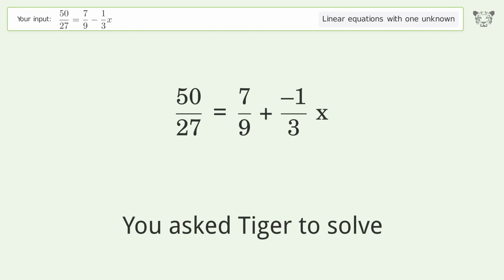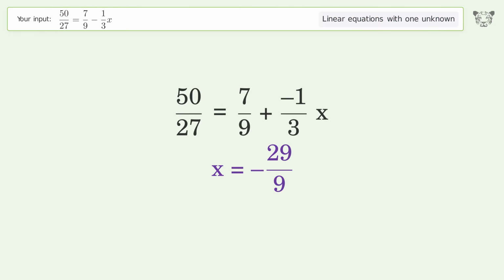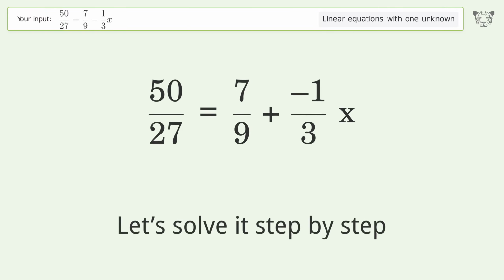You ask Tiger to solve. This deals with linear equations with one unknown. The final result is x equals -29/9. Let's solve it step by step.